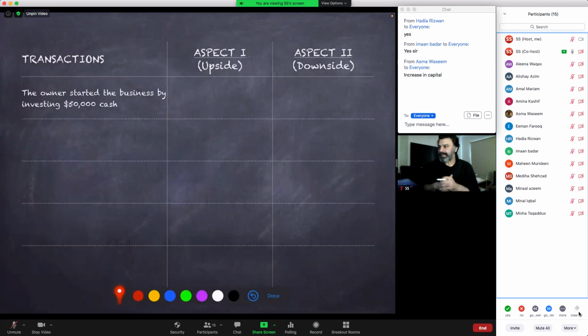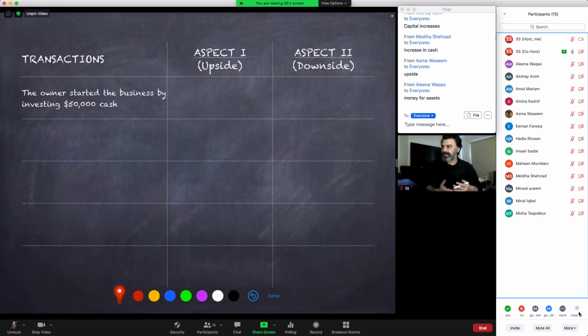The upside here, Asma says, increase in capital. Capital increases. Is that the upside or the downside? That's the question here. Increase in cash, Madiha. That's good, right? Upside is when you gain more assets. The downside is when you gain in the obligations. Capital is an obligation, that is true. So downside, excellent Alicia Azim, I agree with that. Alina Vakas says money for assets.